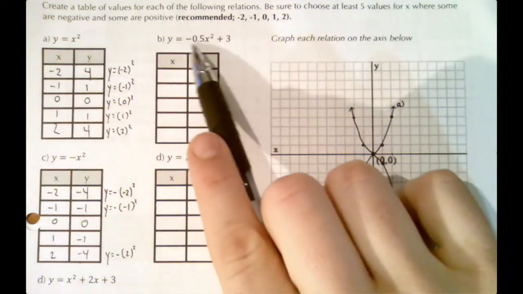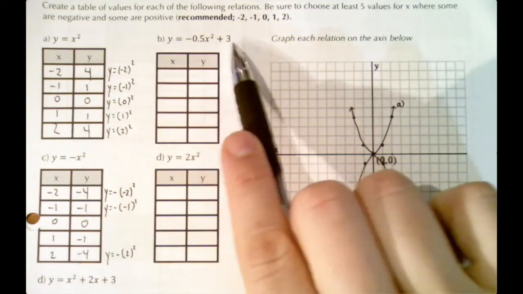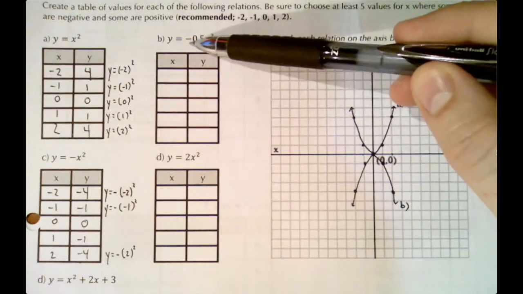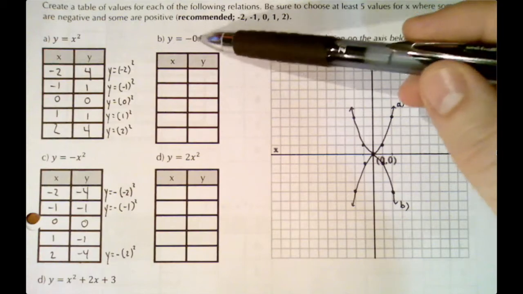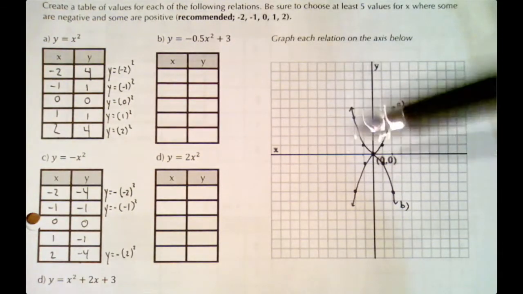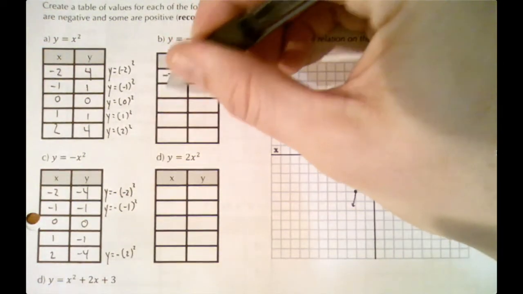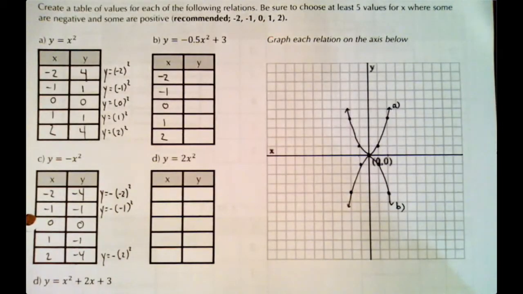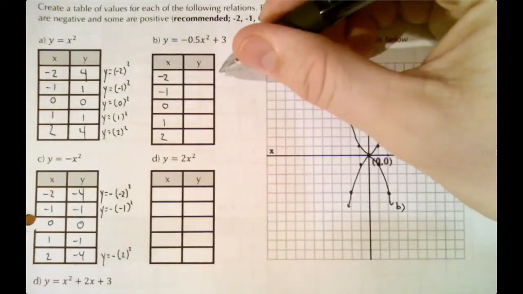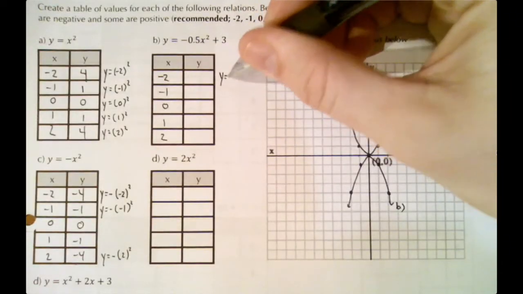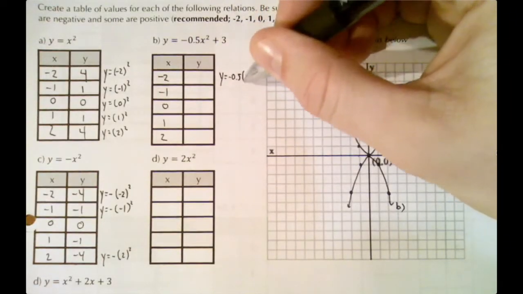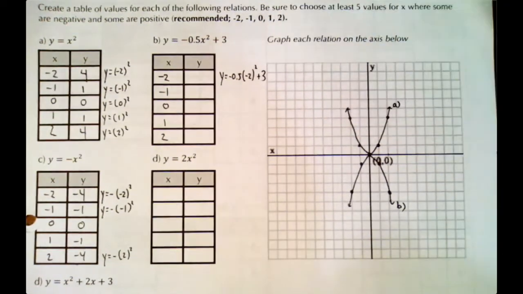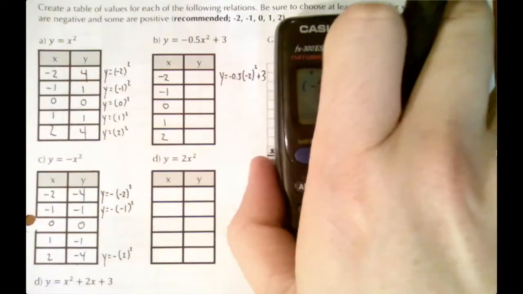We've got negative 0.5 x squared plus 3. Hey, I think we might have just learned something. This graph starts with a negative in front of the x squared. This graph's going to open down. Let's see what we come up with. So negative 2, negative 1, 0, 1, and 2 for our x's. And we're going to plug those in. So let's see here. We got negative 0.5. We're going to take negative 2 and square it. And then we're going to add 3. This one's a little complicated. I'm going to put it in my calculator.